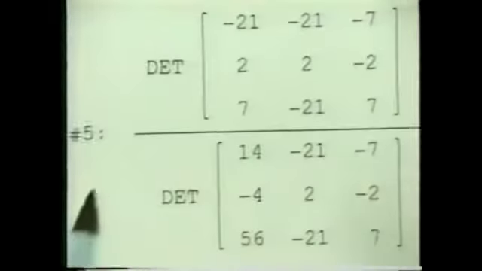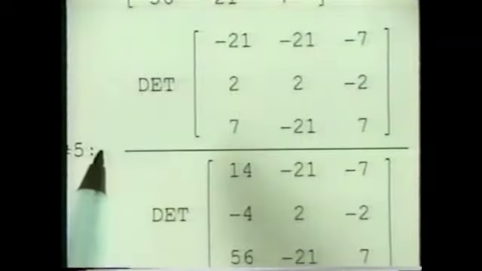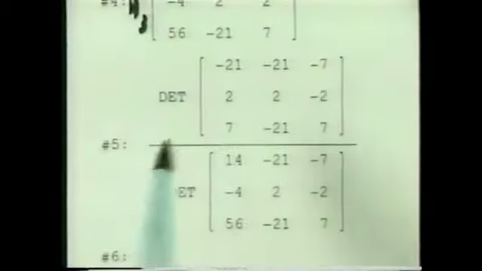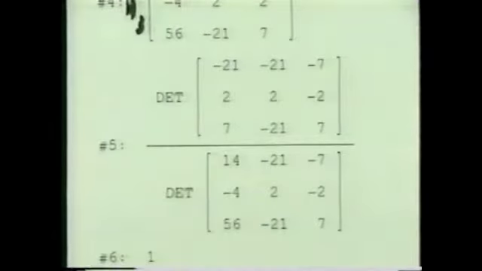So x1 is the determinant of A1 divided by the determinant of A. And that's what I have. And I tell it to give me the answer. So it tells me that x1 is 1.